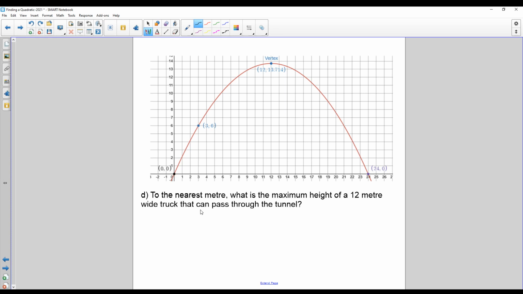What is the maximum height? The truck has to be 12. So think of the truck. Remember, it's 24 meters from one edge to the other. That's great. The truck is 12 meters though. How high can it go? Any thoughts on how we can figure that out?